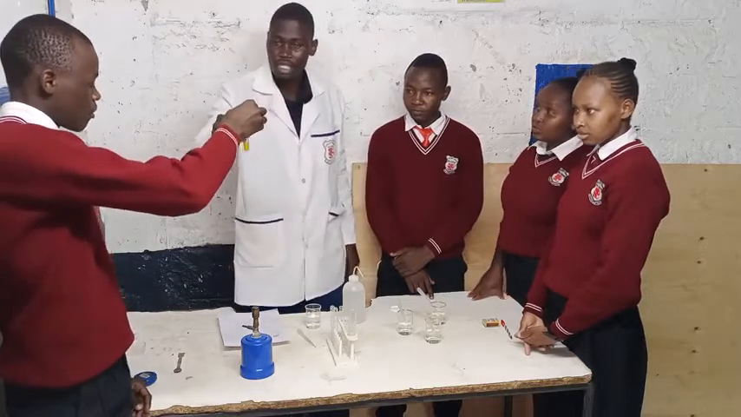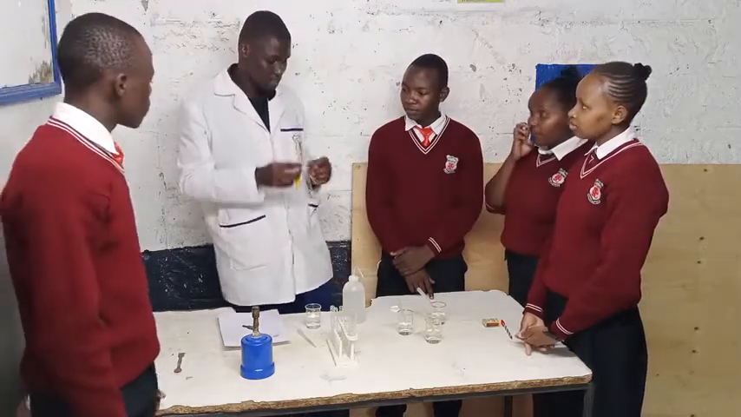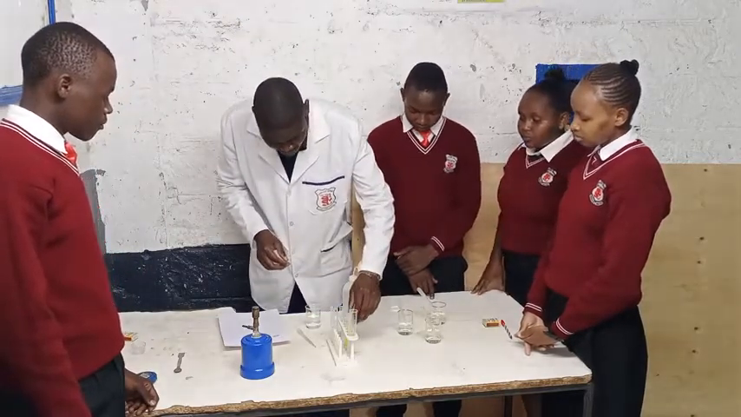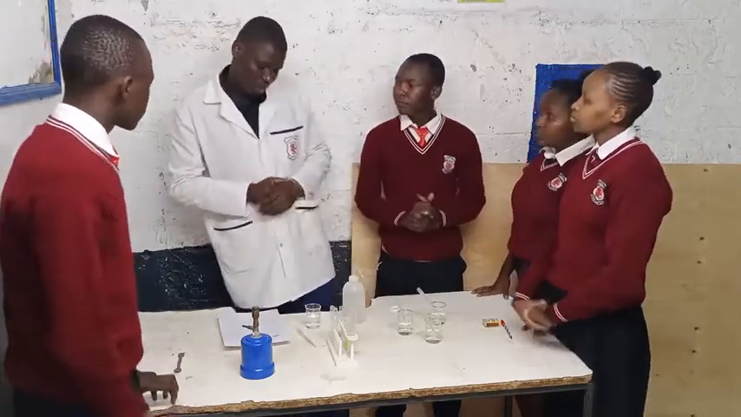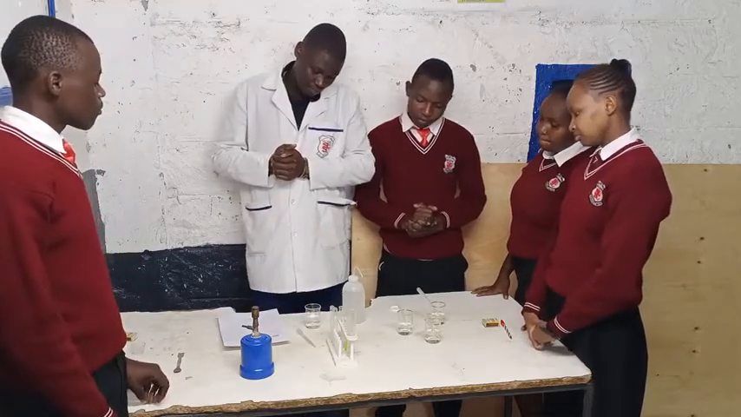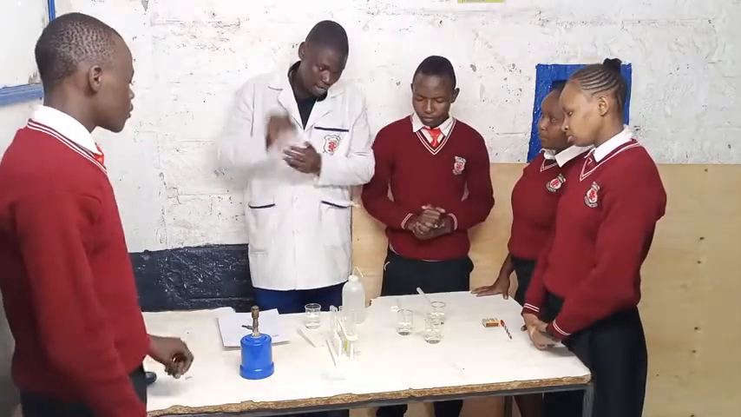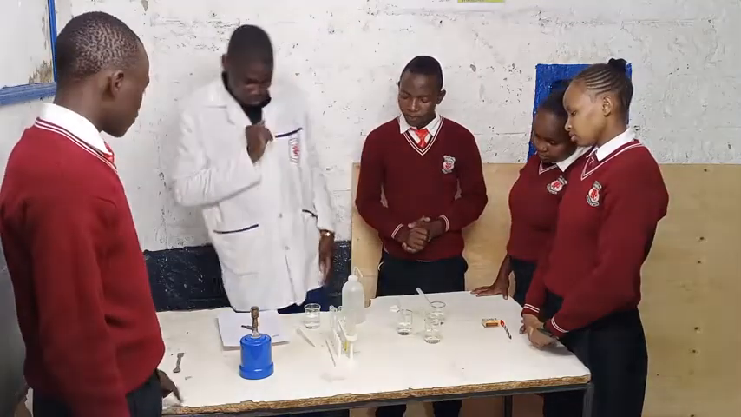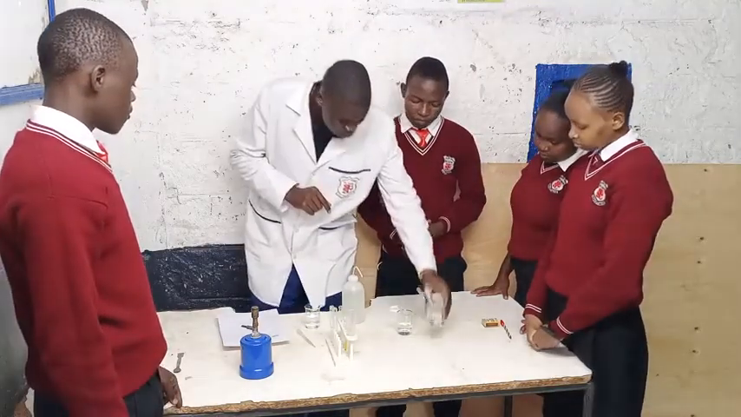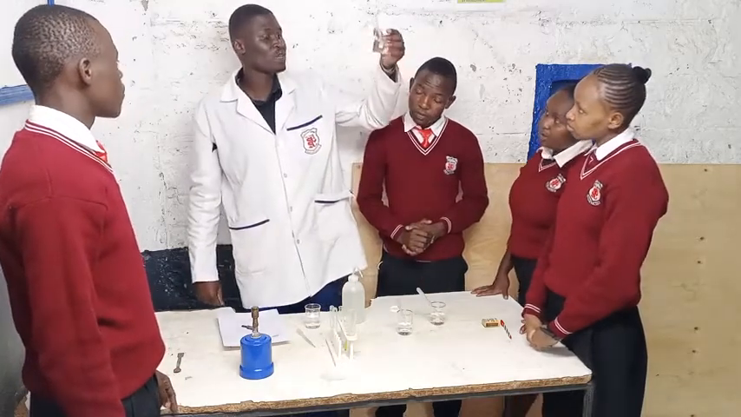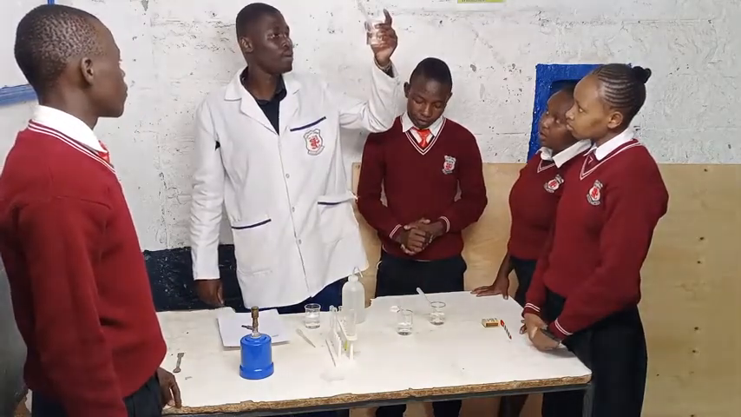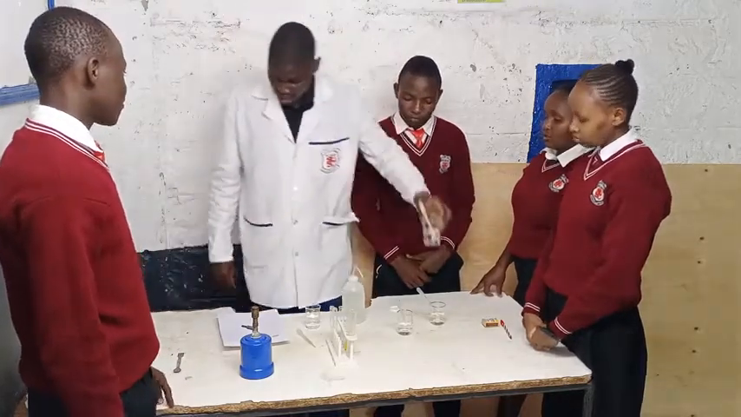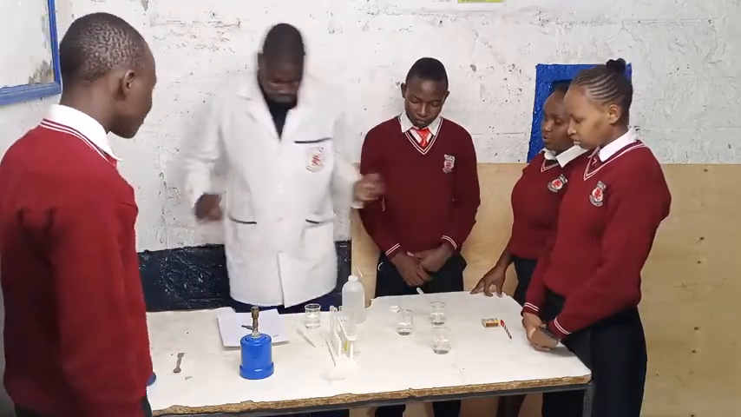So that is good. Now, when we see that there is formation of yellow precipitate, which inference do we write? Lead 2 ions present. So potassium iodide in the lab is used to test for presence of lead 2 ions. So you can make a conclusion there.